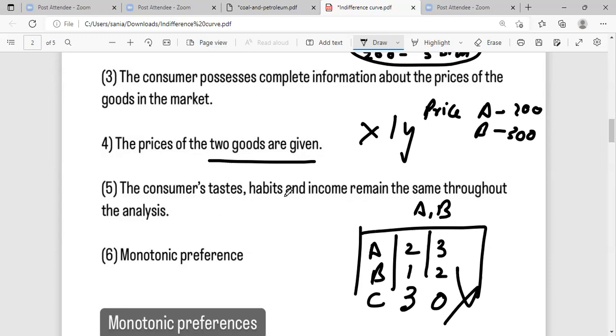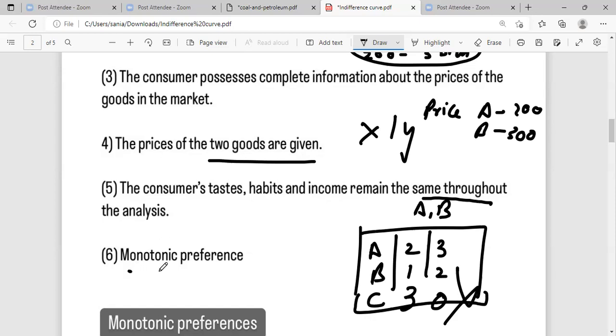So the taste, habits, and income remain same until and unless you complete the table. It will remain same. If you are reducing the consumption of X good, that means you will keep on reducing. If you are increasing it, you will keep on increasing it. Okay, so consumer taste, habits, and income remain same throughout the analysis.